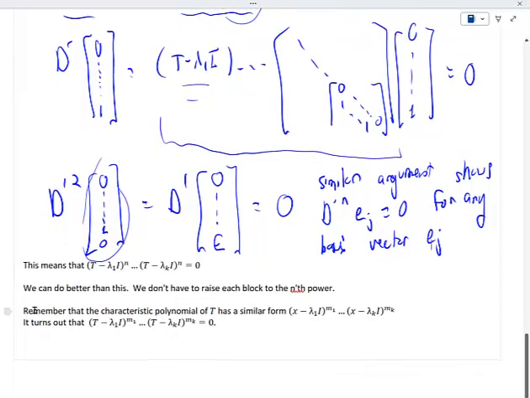In fact, if you remember, the characteristic polynomial of T has a similar form. These lambdas are the eigenvalues of the matrix T. So the characteristic polynomial, when factored, has this form. And it turns out that instead of having to raise these factors to n, you just need to raise the factors to a smaller number, which is the number that appears in the characteristic polynomial. Okay, all right. So there's another definition: the minimal polynomial.